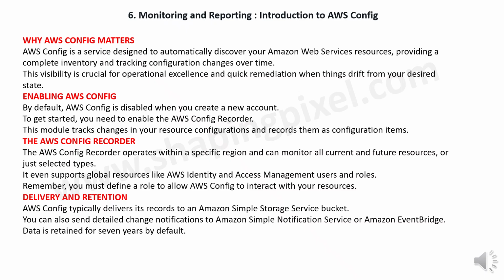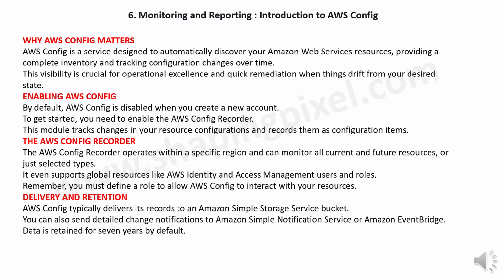This module tracks changes in your resource configurations and records them as configuration items. The AWS Config Recorder operates within a specific region and can monitor all current and future resources or just selected types. It even supports global resources like AWS Identity and Access Management users and roles. Remember, you must define a role to allow AWS Config to interact with your resources.